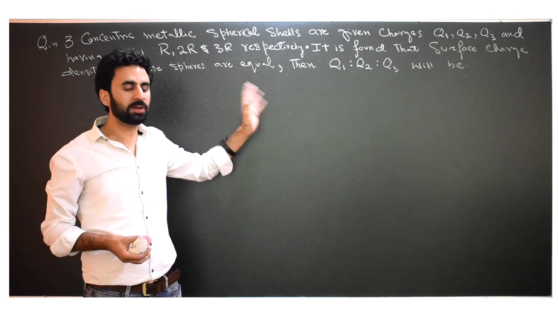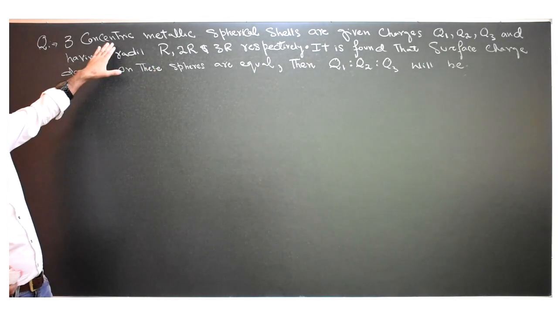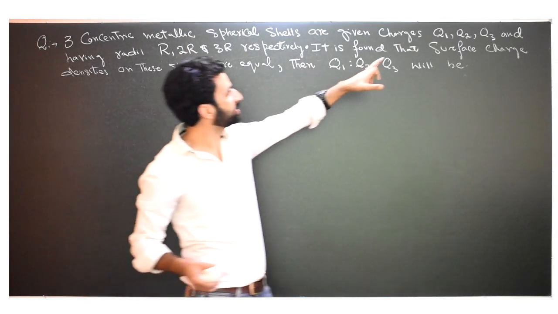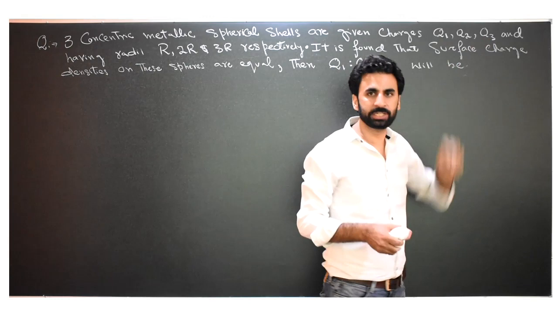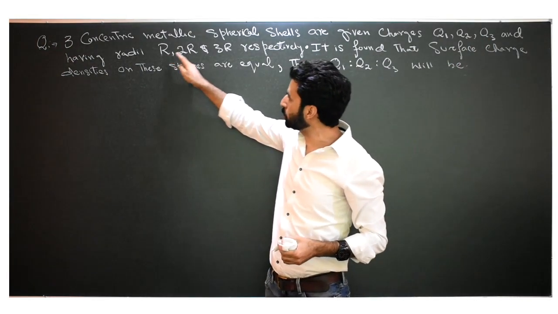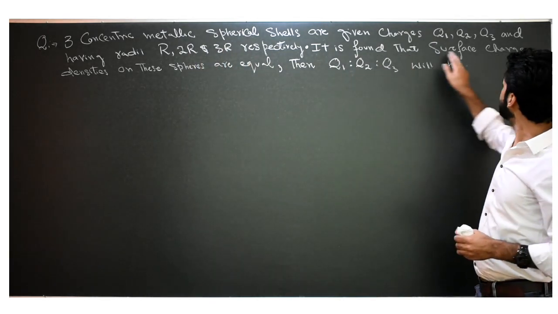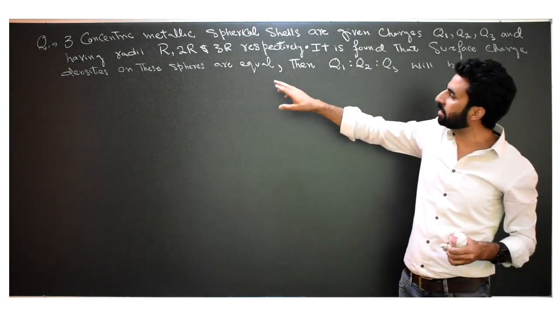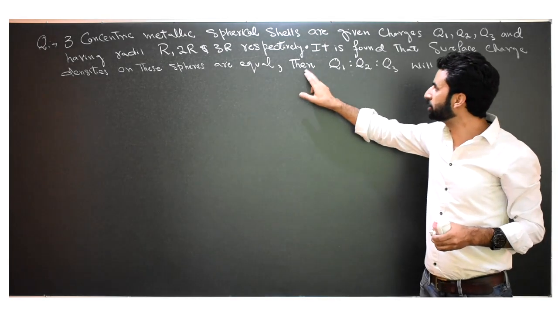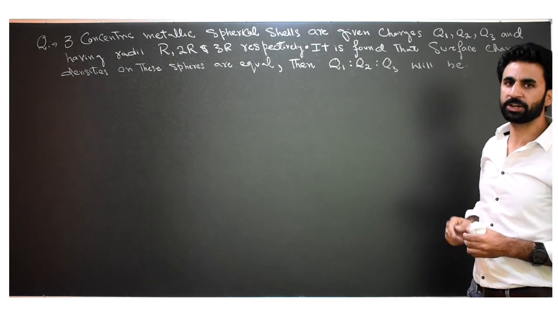Okay, now our next problem is based on the surface charge density, and it will also incorporate the concept of charge by induction. The problem given to us is, we have three concentric metallic spherical shells and they are given charges Q1, Q2 and Q3. Their radii are R, 2R and 3R respectively. Then it's found that the surface charge densities on these spheres are equal, and in that case we have to find the ratio of Q1 to Q2 to Q3.